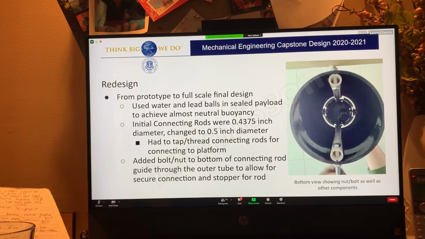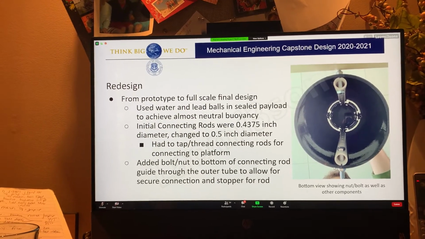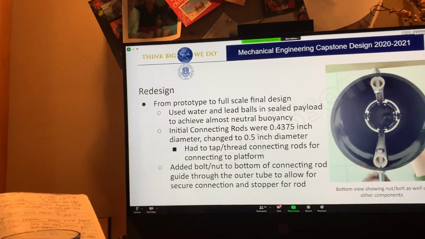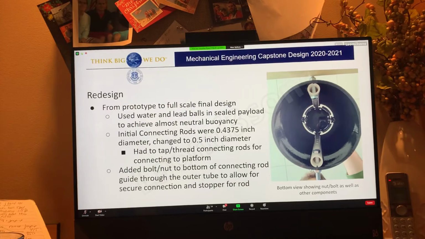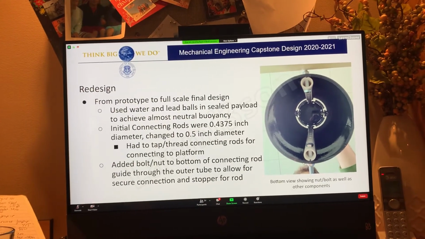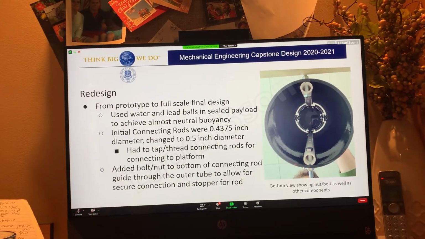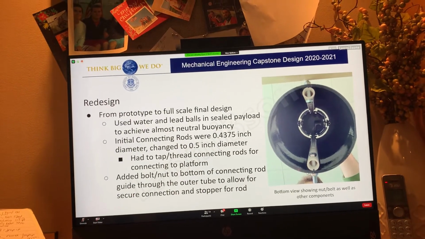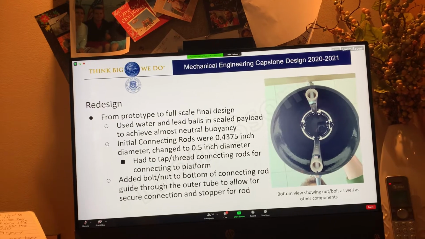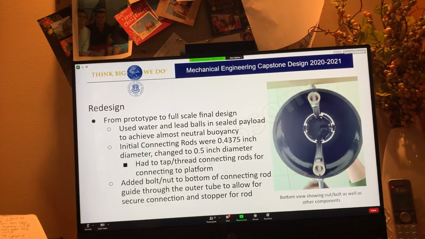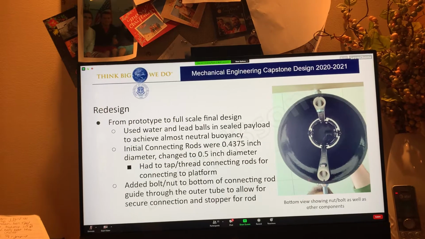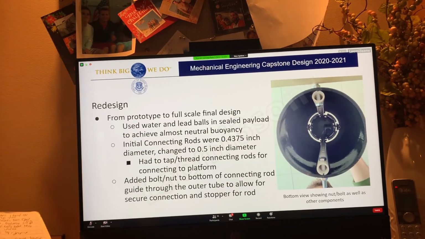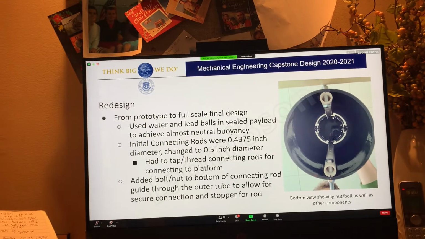From our initial design to our prototype, there were a few components that were redesigned that ensured the success of our prototype testing. For the payload, we used silicone to seal the PVC and both the end caps, as well as used a mix of lead balls and water on the interior to achieve pretty much neutral buoyancy. It was just a little bit off, but that resulted in the payload being able to float freely with a slight tendency to slowly sink.